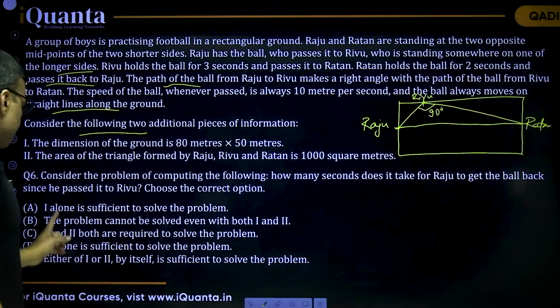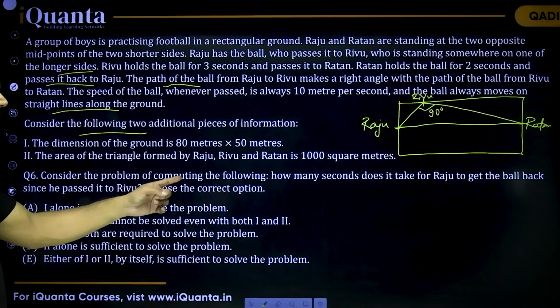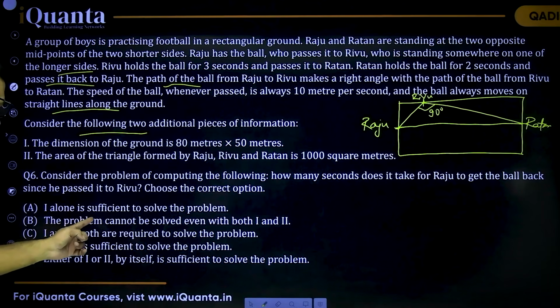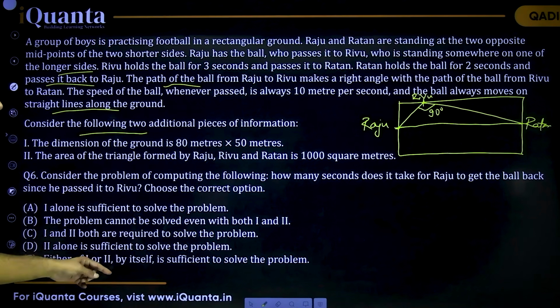Consider the problem of computing the following. How many seconds does it take for Raju to get the ball back since he passed it to Rivu? Choose the correct option. One alone is sufficient. So this is a data sufficiency question. You don't have to solve the question.